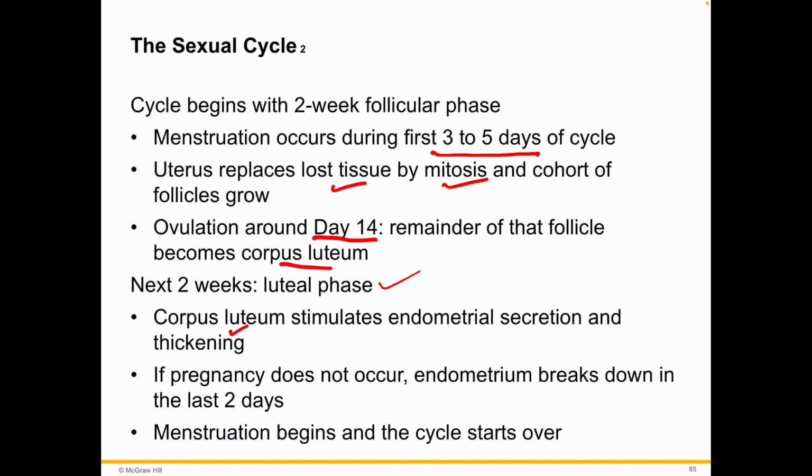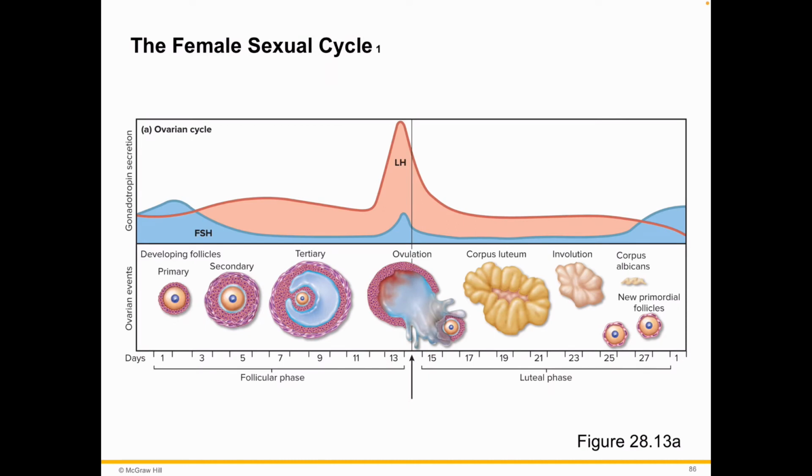So the corpus luteum is going to actually release hormones and stimulate endometrial secretions and cause it to thicken. Should a pregnancy not happen, the endometrium itself is going to break down in the last 2 days of that, right? And it's going to be expelled during menstruation. So the menstruation begins, lasts for anywhere from 4 to 10 days, usually around 7, and then the cycle will start over. This is the female sexual cycle.